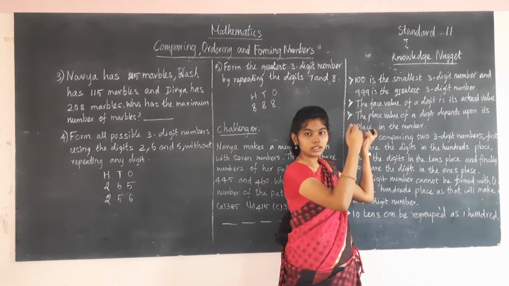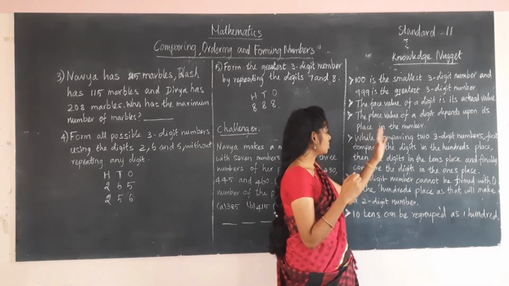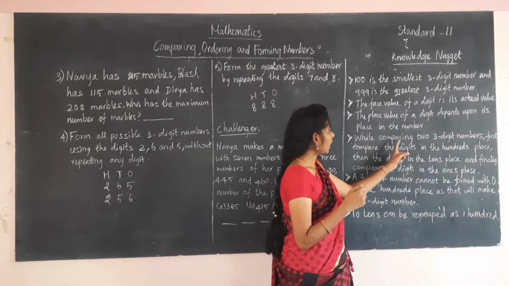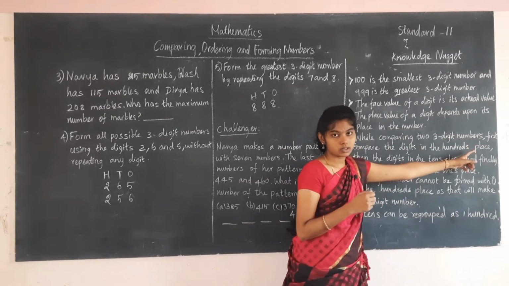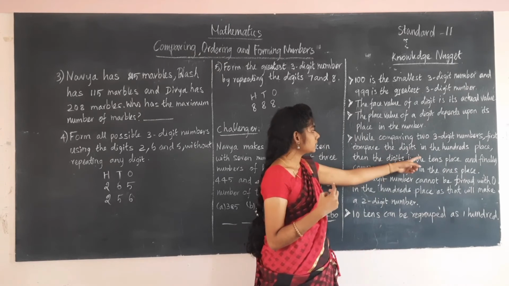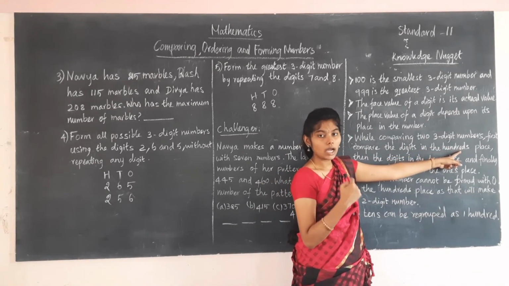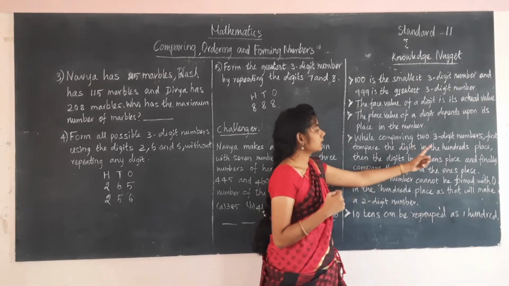If it is 5 in the tens place, it is 50 or 5 tens. That is the answer for the place value. Then, while comparing two 3-digit numbers, first compare the digit in the hundreds place. So where do we have to compare? In the hundreds place. Then the digits in the tens place.